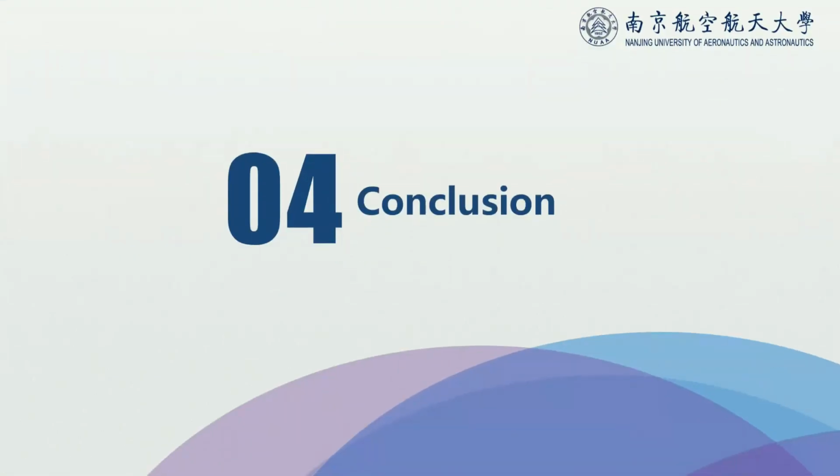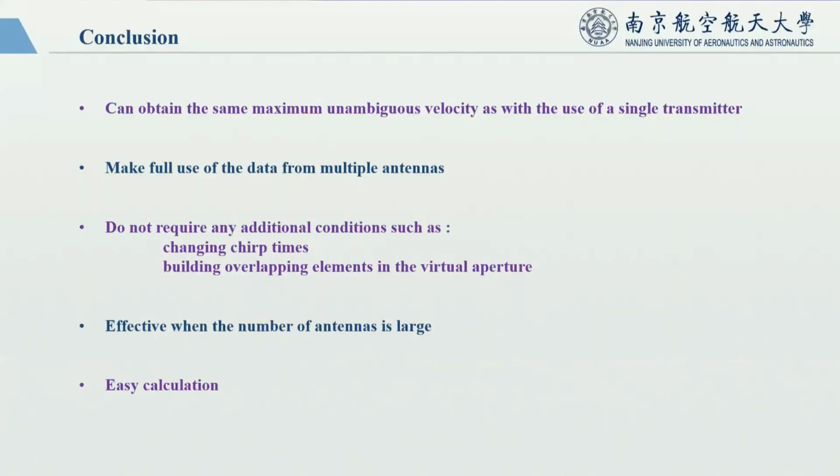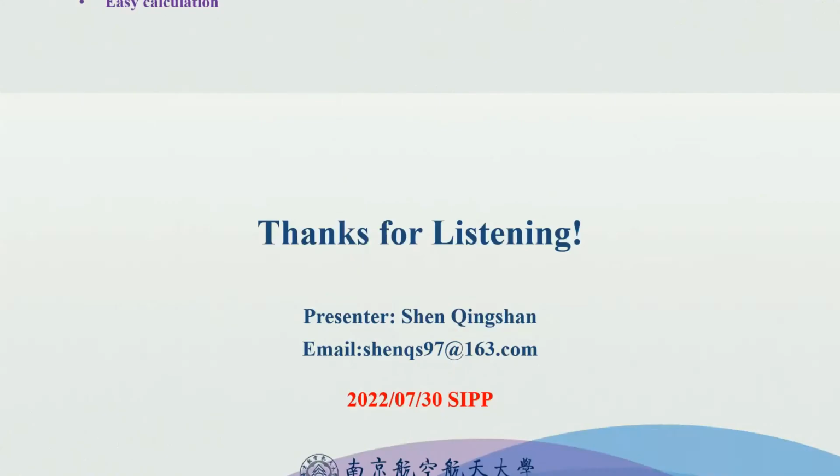Here comes the conclusion of this research. The method used in my research can obtain the same maximum unambiguous velocity as with the use of a single transmitter. It does not need any additional conditions and can be used directly on a MIMO radar. It's pretty effective when the number of antennas is large. That's all for my presentation.